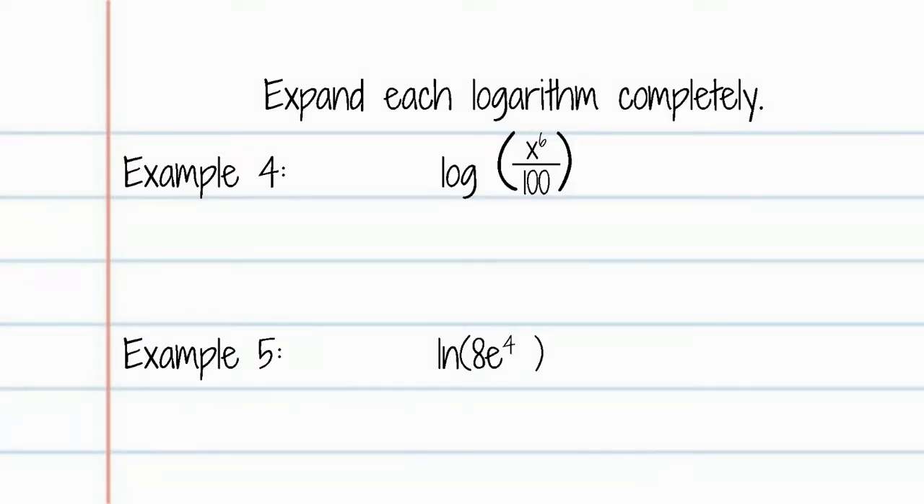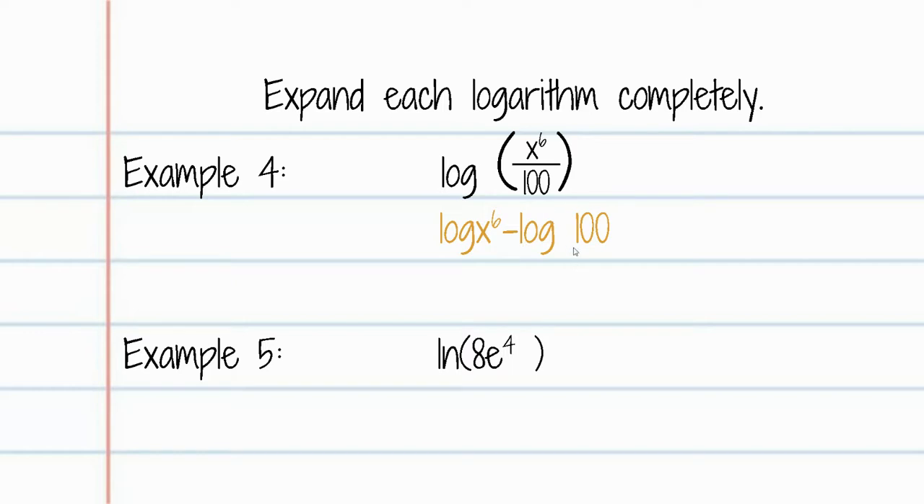Now, what this one should really say at the top is expand each logarithm completely and simplify. And I did that on your guys' homework for you because these two are being divided, so we're going to subtract them. x to the 6th, and 100. And we're going to try and simplify. I can't simplify this because there's no power of 10, which is the base, since there isn't a number right there, that's going to give me x to the 6th. At least not until I know what x is.